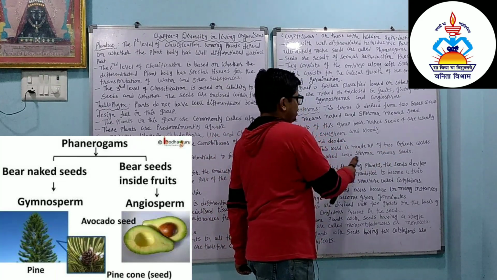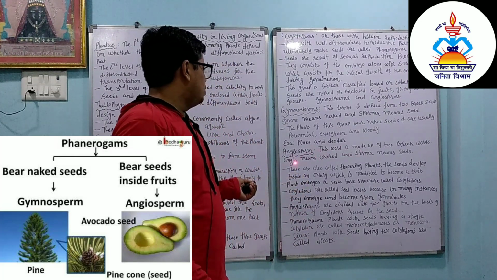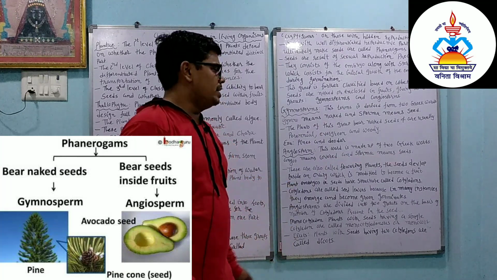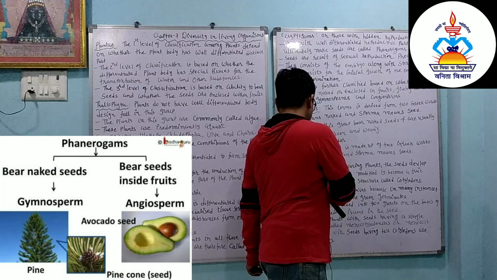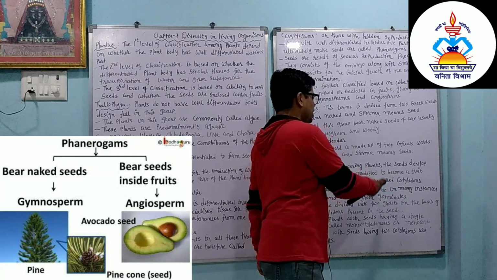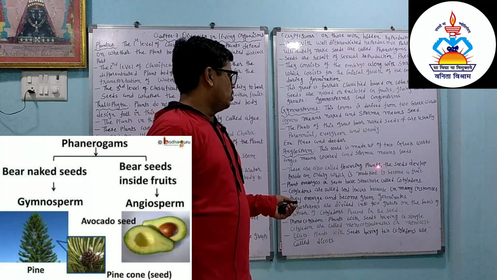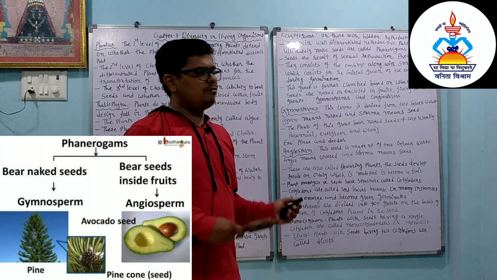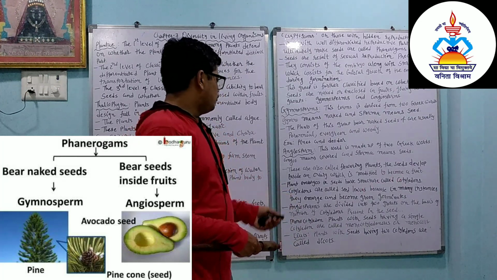Angiosperm, this word is made up of two Greek words. Angio means covered and sperm means seeds. So angiosperm is made up of two Greek words, that is what? Angio means covered and sperm means what? Seeds. These are also called flowering plants. The seed develops inside an ovary which is modified to become a fruit. So from the ovary, the seed is converted into the fruit.